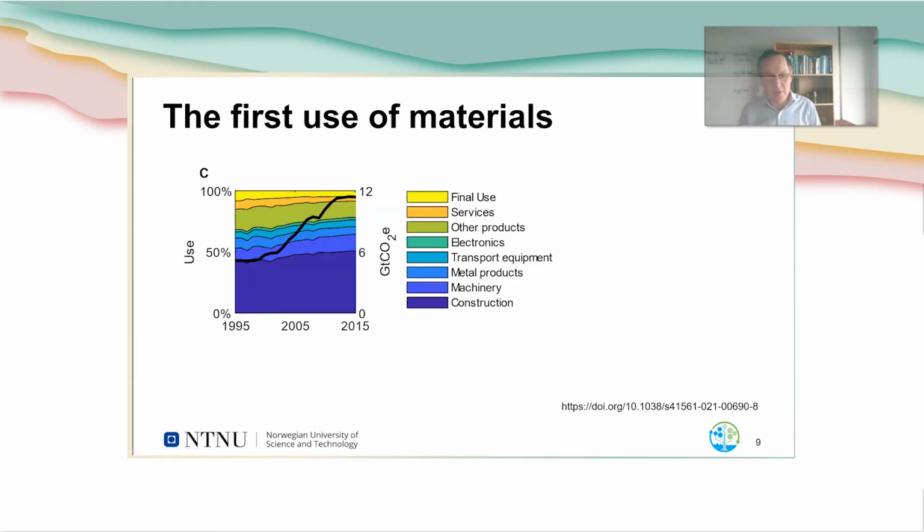If you measure the carbon footprint of the first use of materials, it is really striking how important the construction sector is on the bottom here and how fast it has increased, or that it has increased relatively to the other categories, followed by machinery and equipment and metal products and transport equipment. Of course, the first use means that a bunch of those materials are actually used for intermediate products like metal products that are then used further on for other production processes.